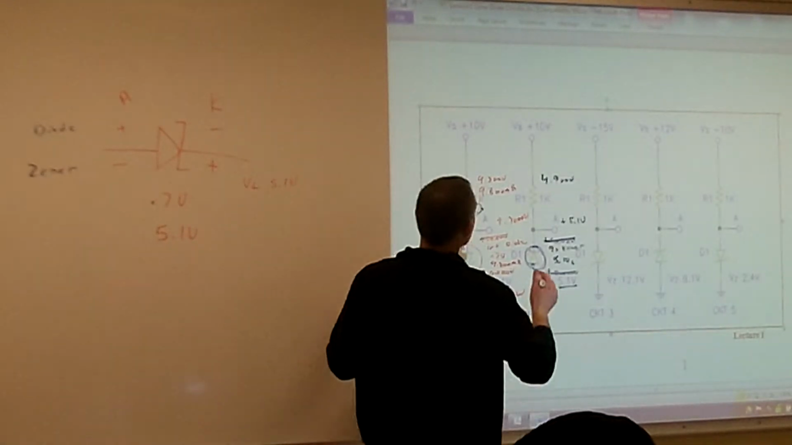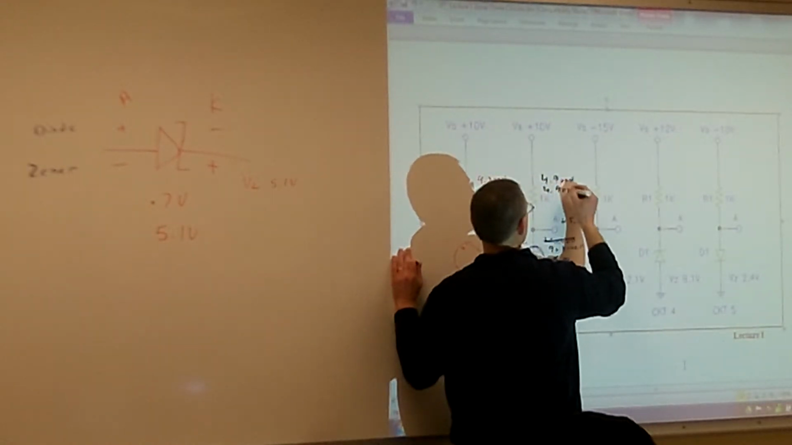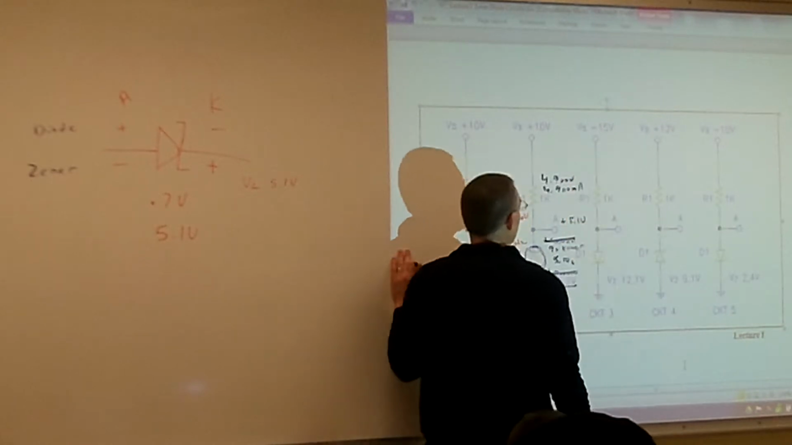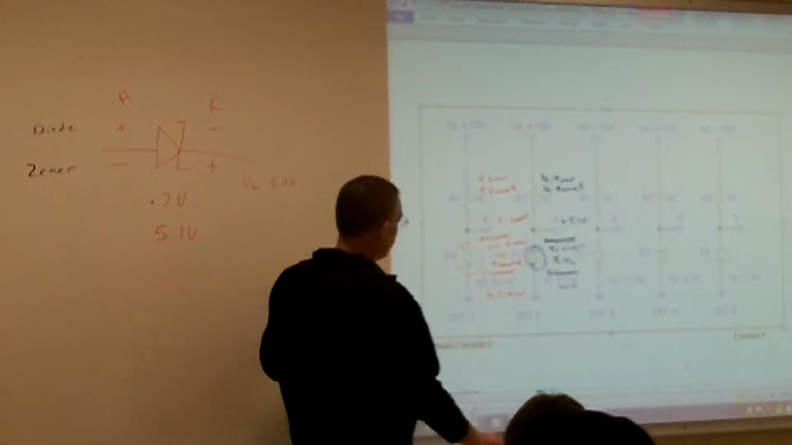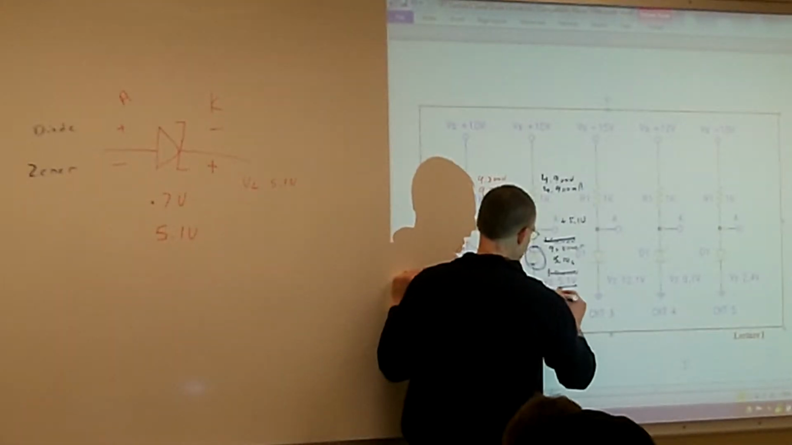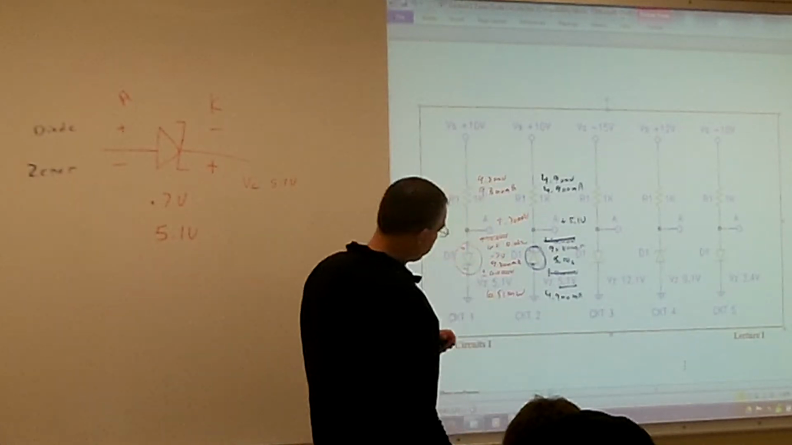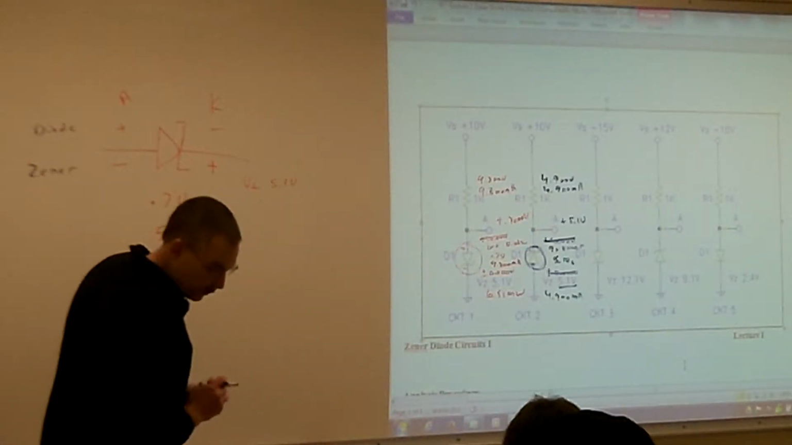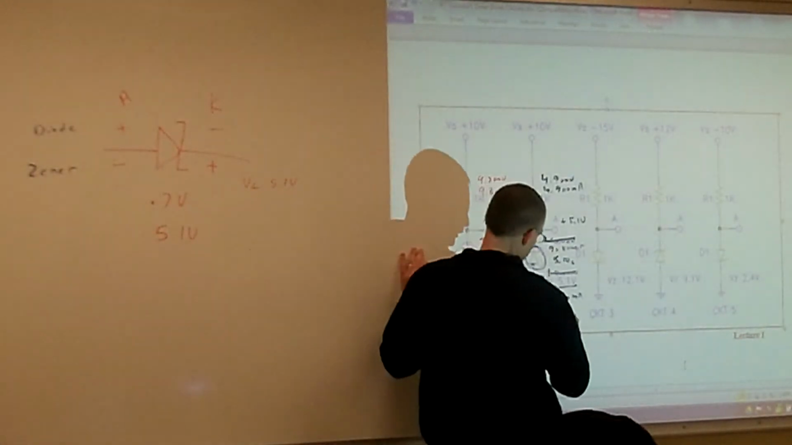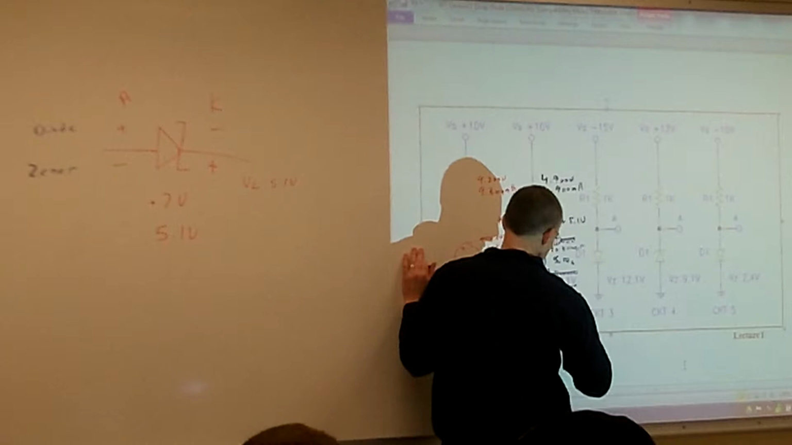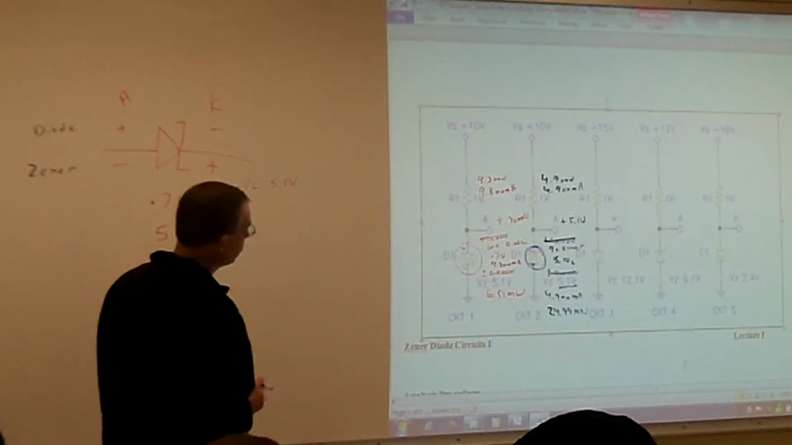4.9 milliamps, because that's the current going through the resistor. And if that's the current going through the resistor, then we know that has to be the current going through the diode, 4.9 milliamps. And what is going to be the power of my diode? 24.99 milliwatts. 5 times E.